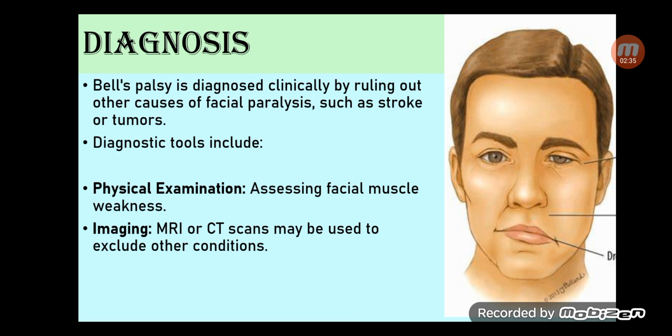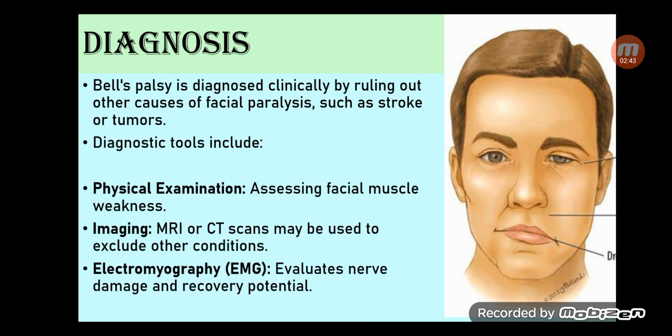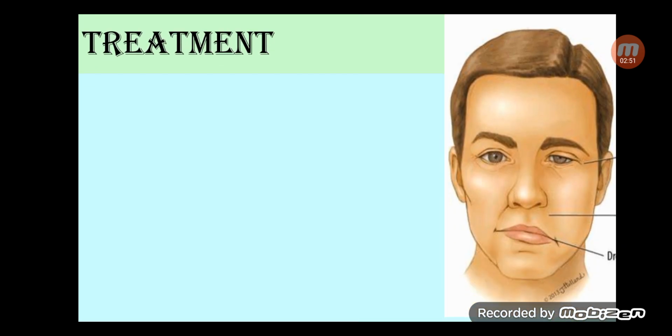So basically Bell's palsy is a diagnosis of exclusion. If we want to diagnose Bell's palsy, we need to exclude other conditions. We can also do electromyography, which evaluates nerve damage and the recovery potential of the facial nerve.